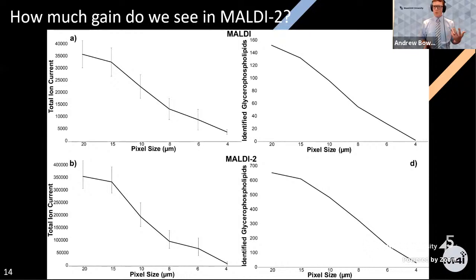For MALDI-2, one of the other significant gains is the overall increase in the number of ions you're able to detect. For MALDI versus MALDI-2, the overall signal intensity increases by an order of magnitude. And the number of identifications is not quite as great a jump, but it is still a factor of 4 to 5 times that we're increasing this. And in fact, at 6 microns, the total number of identifications we're able to receive is approximately the same as you would see in 20 microns in normal MALDI.